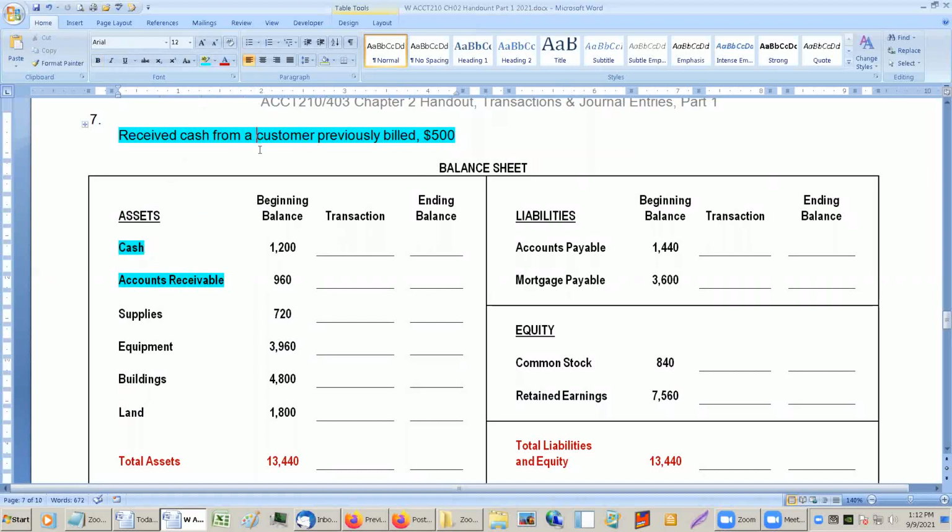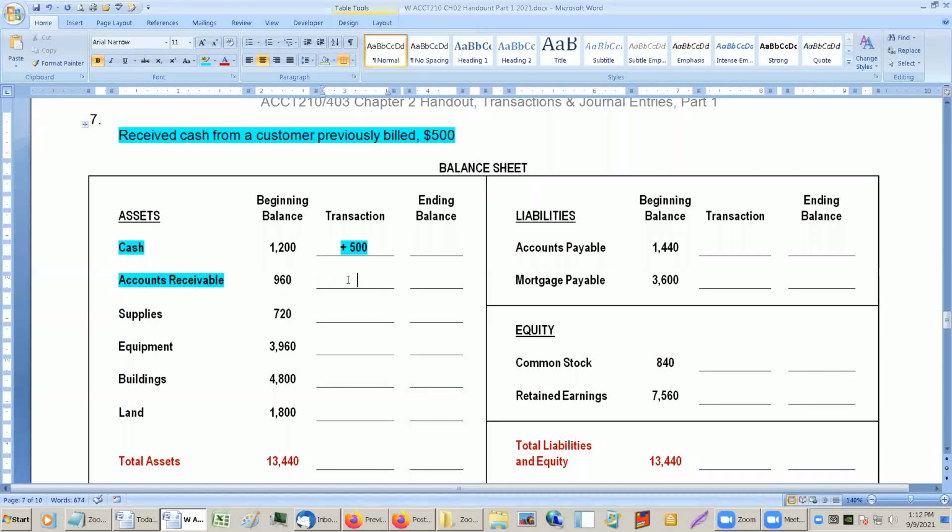Okay, let's take the easy one. Is cash going up or down? So they send us money, a check or whatever it was, for $500. Cash is going to go up. What's going to happen in accounts receivable? It goes down. Right, they no longer owe us.